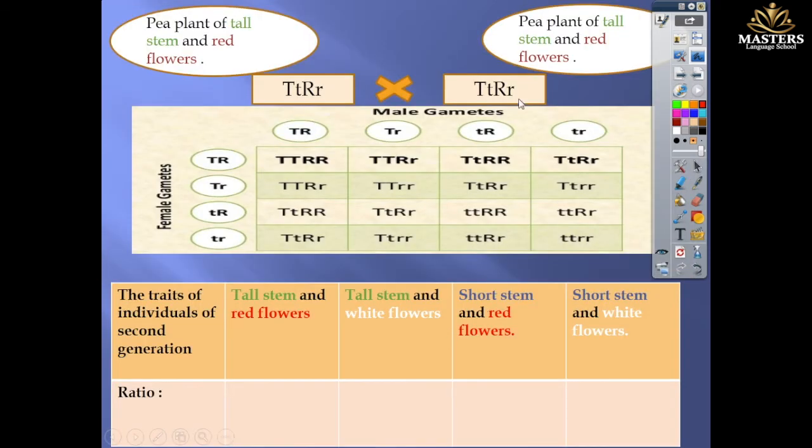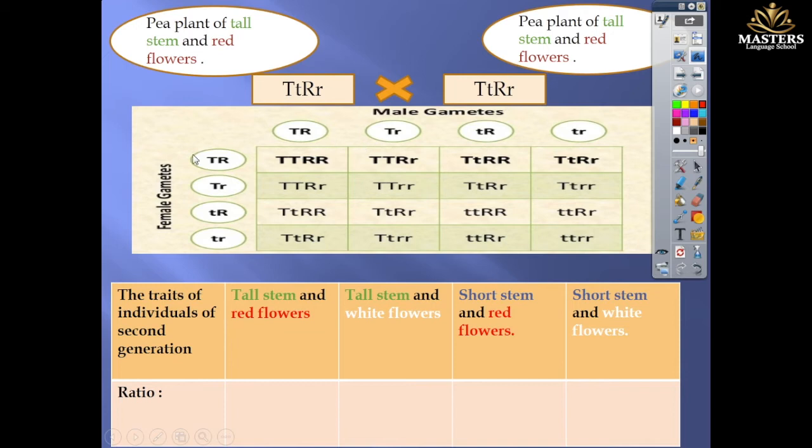Okay, what about that? The two parents, as we said, are hybrid, dominant hybrid: a pea plant of tall stem and red flower, but hybrid. That is the first parent. The second parent also carries the dominant trait, but hybrid: a pea plant of tall stem and red flower. Okay? How can we write the gametes?